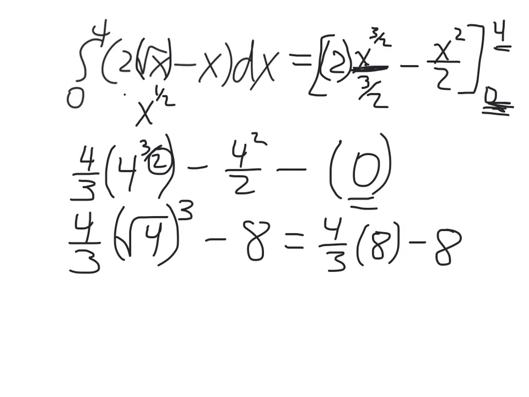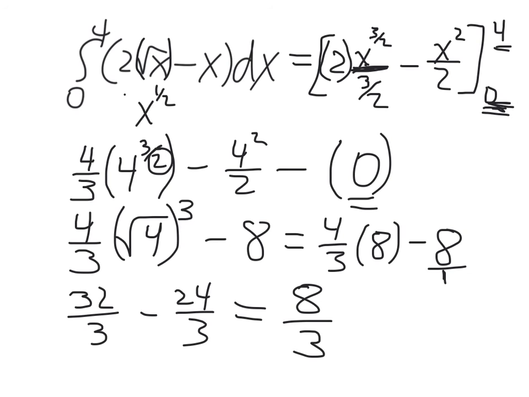And then, let's see. Well, this is where you start to get lots of work. Fractions, we'd have 32 over 3, and then 8, or 8 over 1 would be, what, 24 over 3. And we end up with 8/3, 2 2/3, 2.667, something like that.